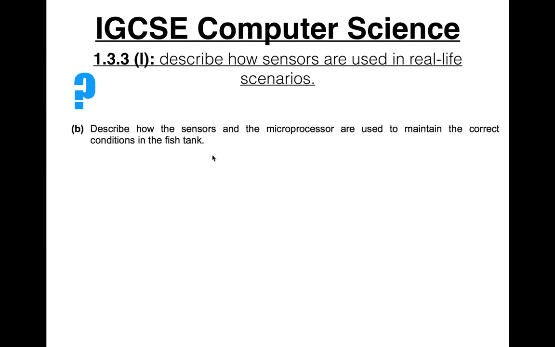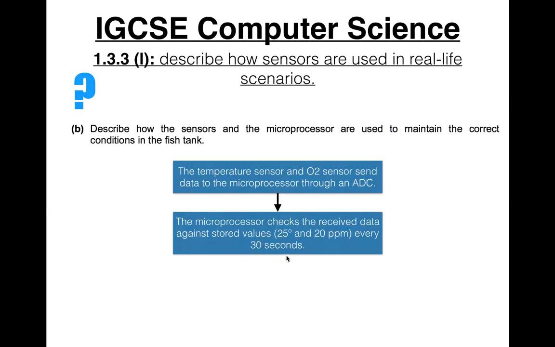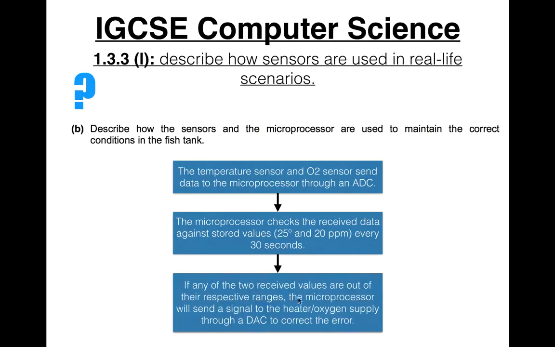And then there's question B, describe how the sensors and the microprocessor are used to maintain the correct conditions in the fish tank. So here's how we could set out our answer. The temperature sensor and the O2 sensor, I should have subscripted that, forgot to, it looks weird, send data to the microprocessor through an ADC. The microprocessor checks the received data against stored values, 25 degrees and 20 ppm, every 30 seconds. And if any of the two received values are out of their respective ranges, the microprocessor will send a signal to the heater or oxygen supply through a DAC to correct the error.